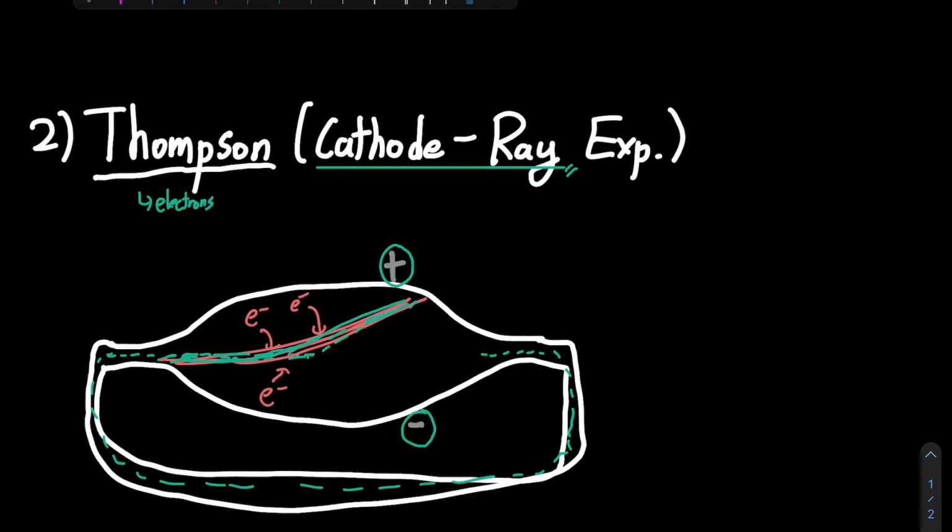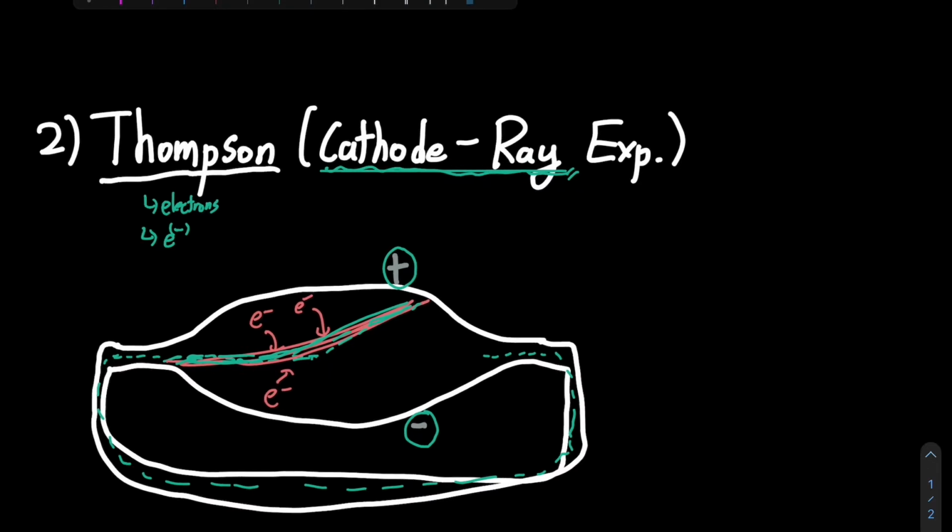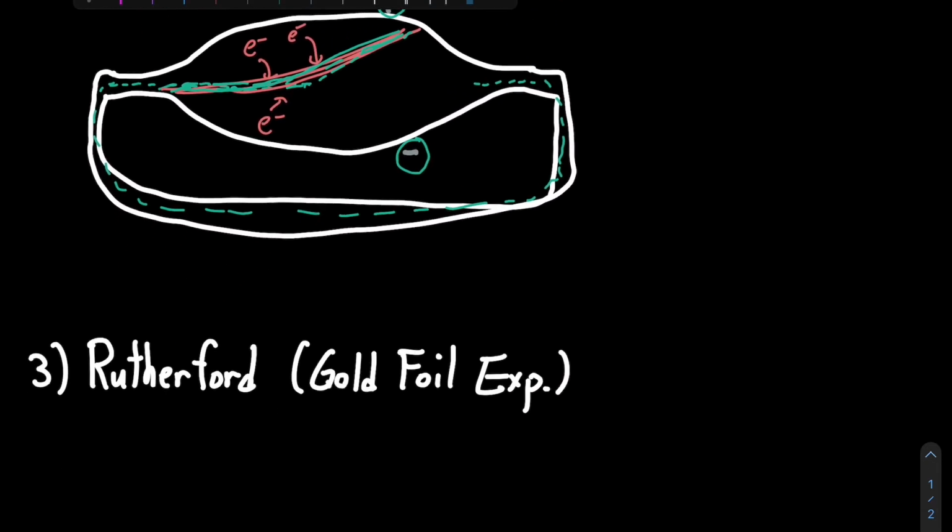So Thompson proved two things: electrons, and that electrons had a negative charge. He proved these two things by the cathode ray experiment.